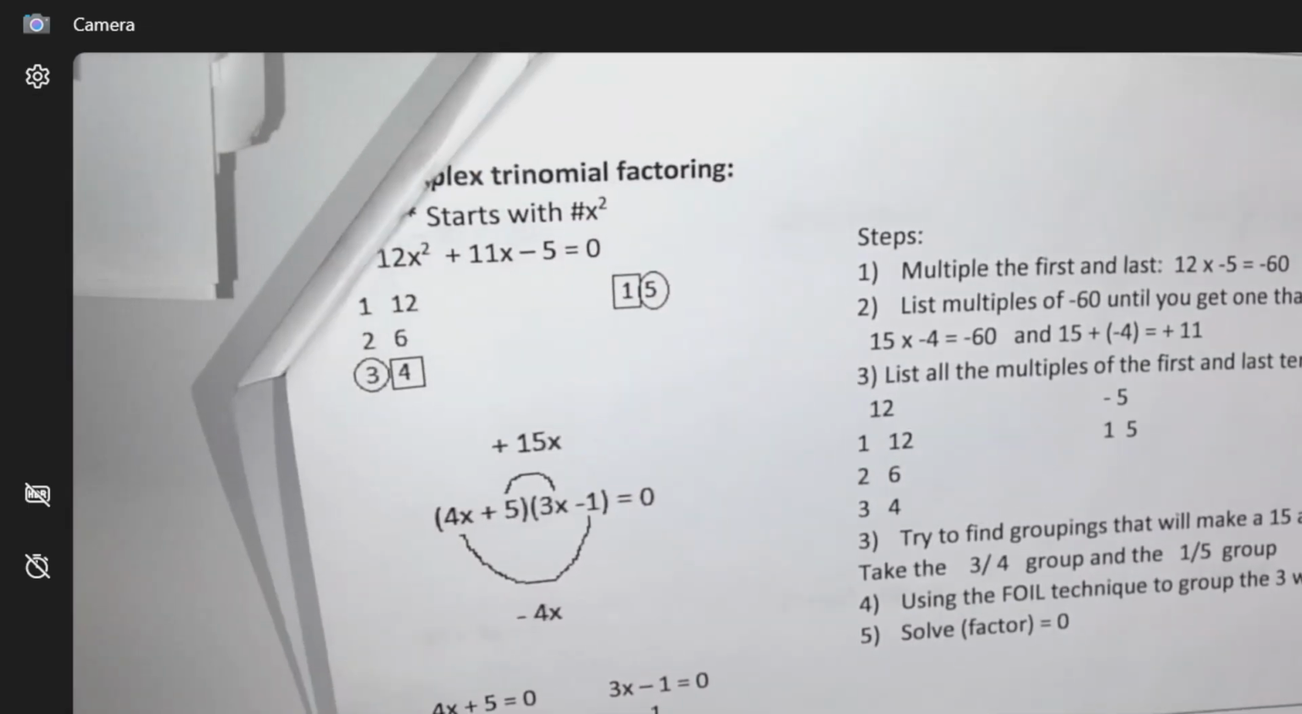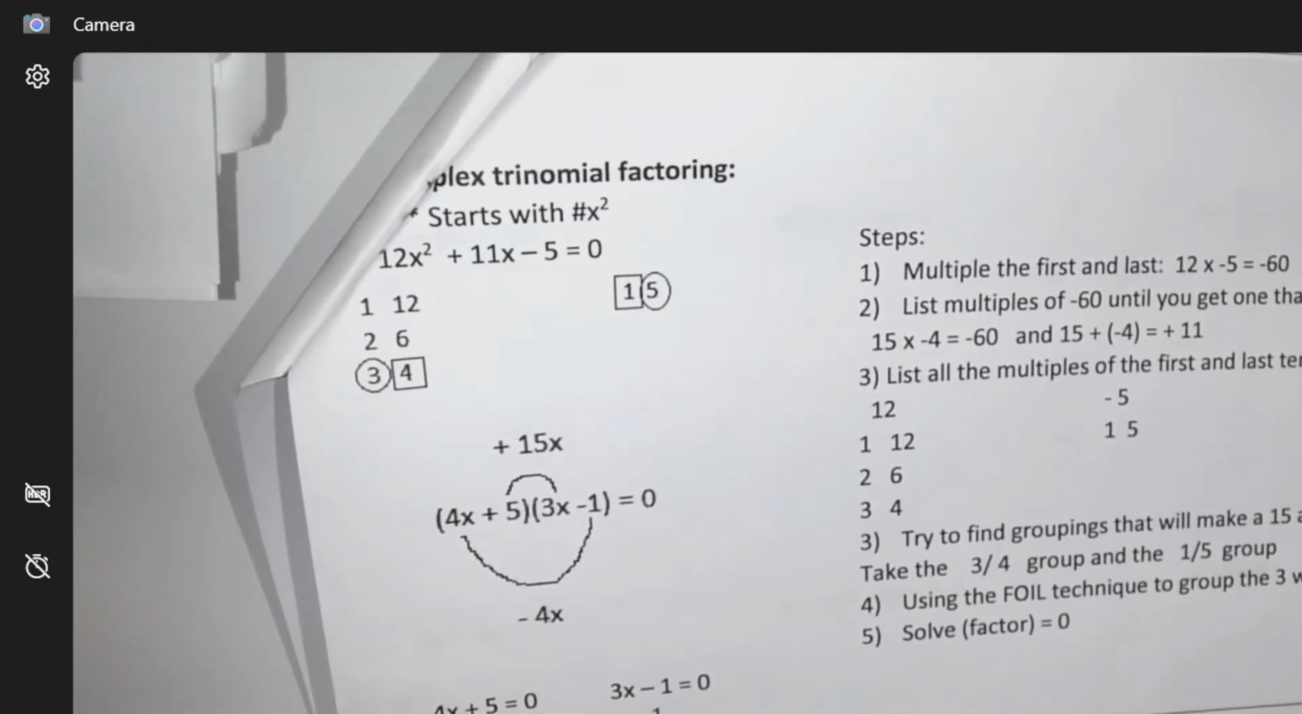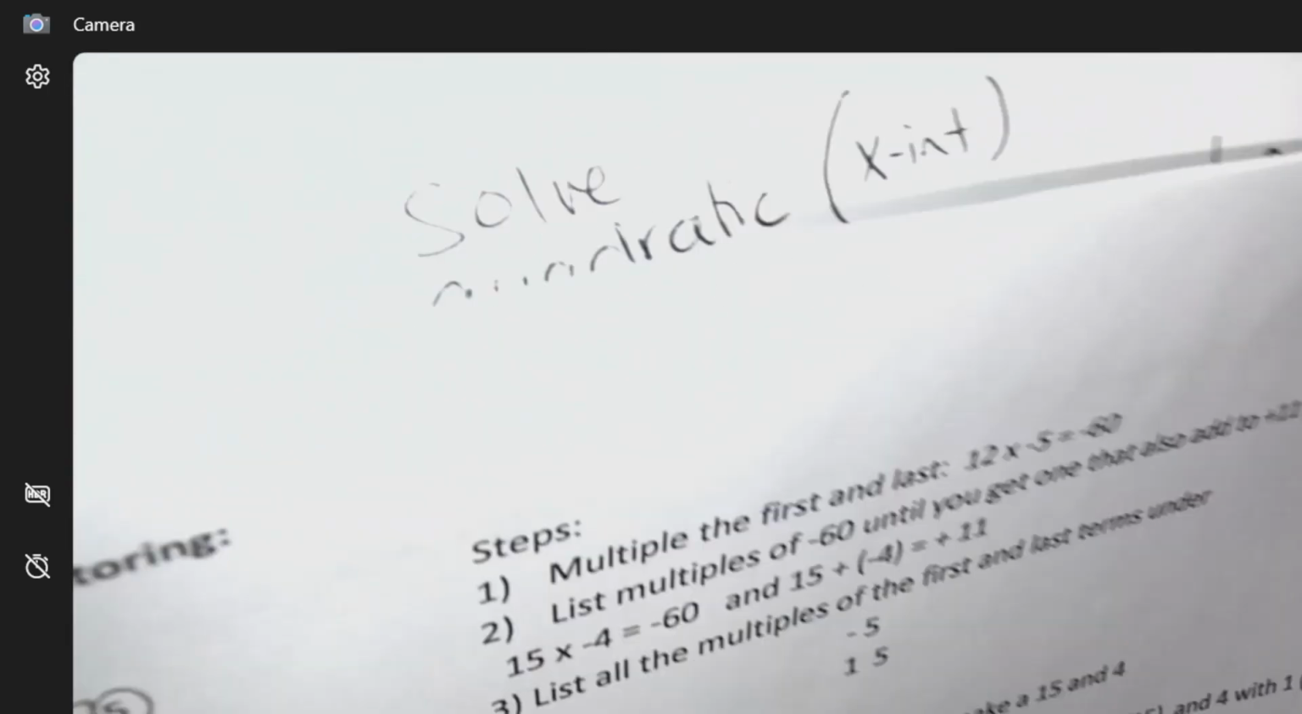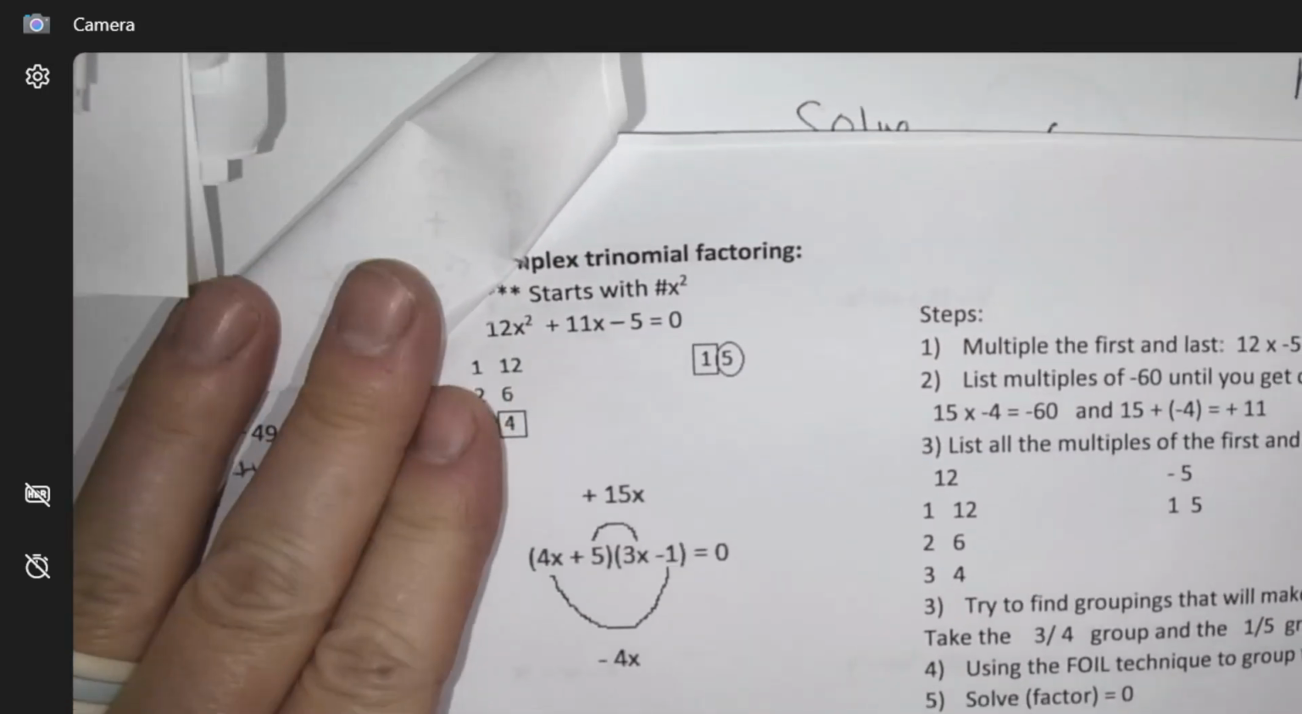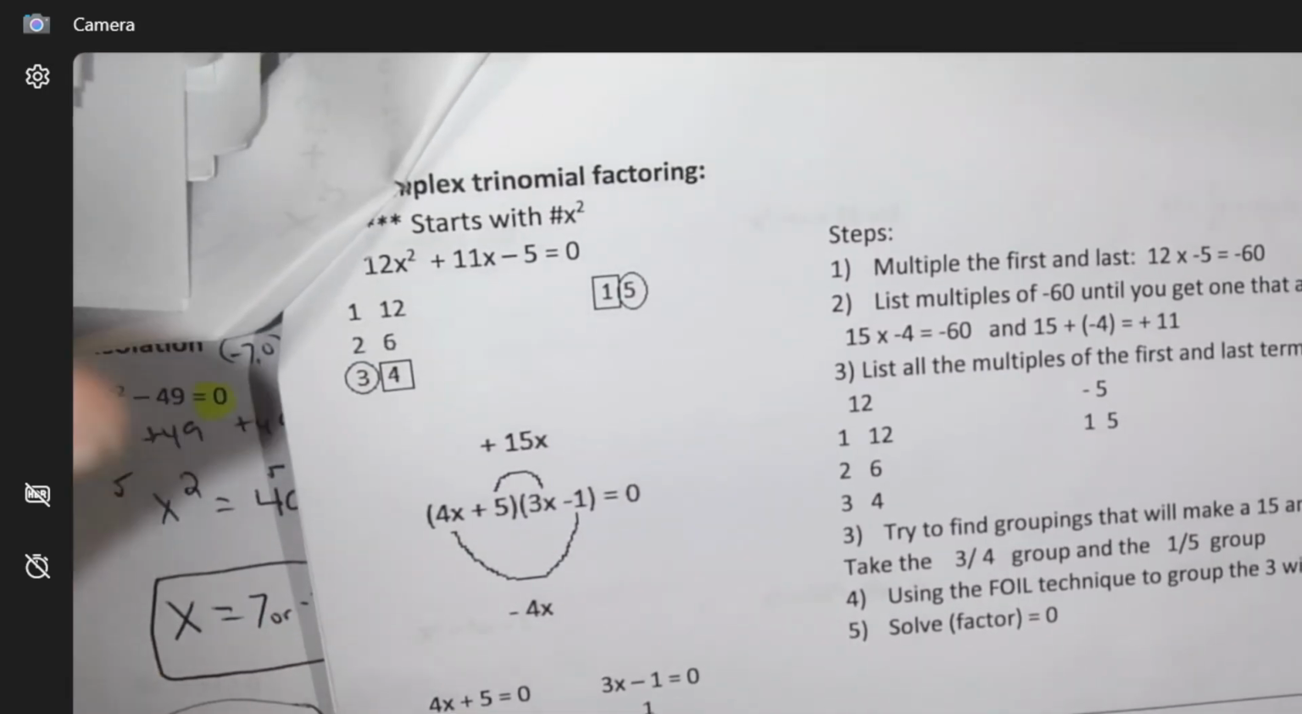Okay, factoring a complex trinomial. I have an example here at the top, and it's already written completely out. So if you just want to be listening, I'm going to go through this example so that you can do a listen without having to write.